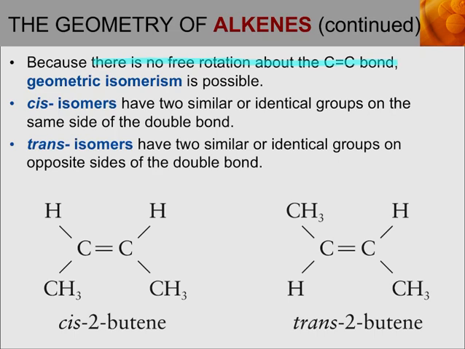So that means we end up with geometric isomerism. This is similar to our cycloalkanes, where we said we could have 2 groups pointing up, so that would be cis, or one group pointing up and one pointing down, that would be trans. So we actually get the same thing with alkenes. We have cis isomers, where 2 similar or identical groups are on the same side of the double bond. And trans isomers have 2 similar or identical groups on opposite sides of the double bond.